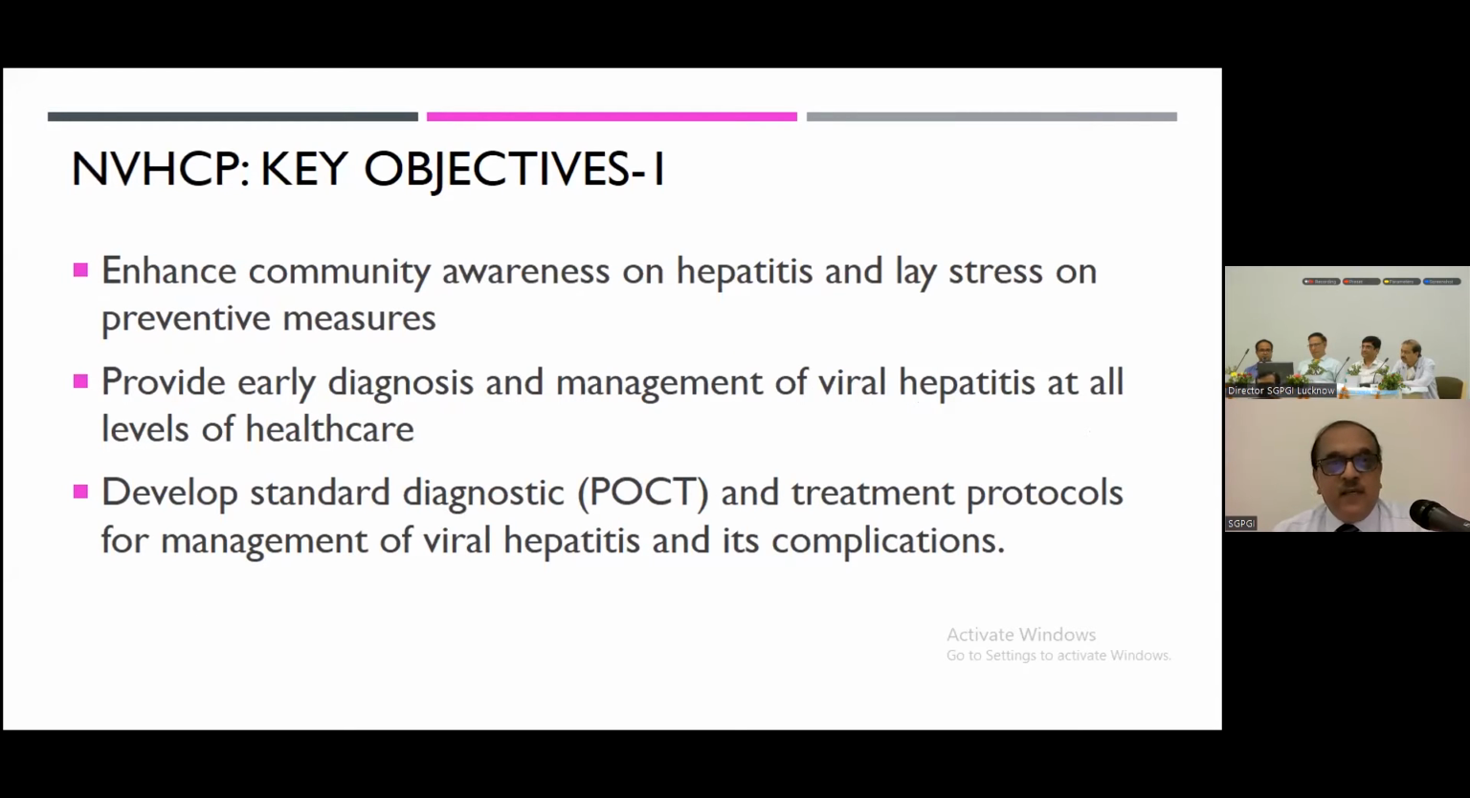To achieve these aims, there are several objectives, at least 6. One is enhanced community awareness of hepatitis and laying stress on preventive measures. What we are doing today is basically a kind of awareness program as well. That you must know what is hepatitis A and E, what is the importance of drinking safe water also, and what is the importance that we should not go outside in unauthorized situations and get an injection just for pain and fever also, because they can cause hepatitis B, C, and HIV also. So this is a kind of awareness. That is the first objective.